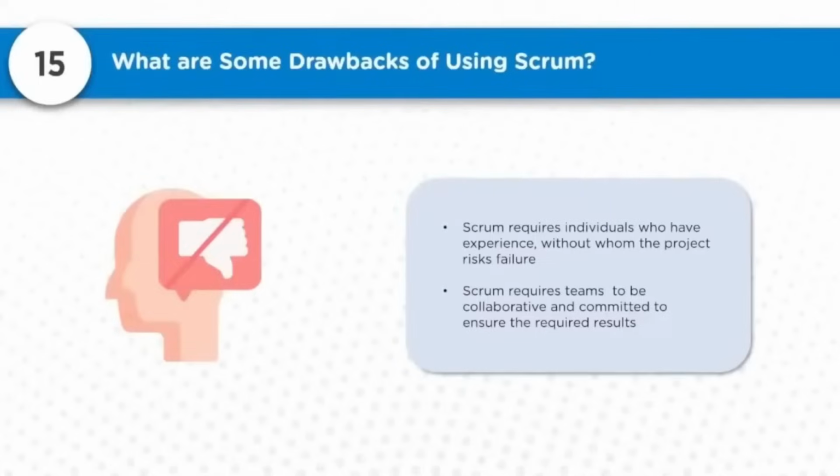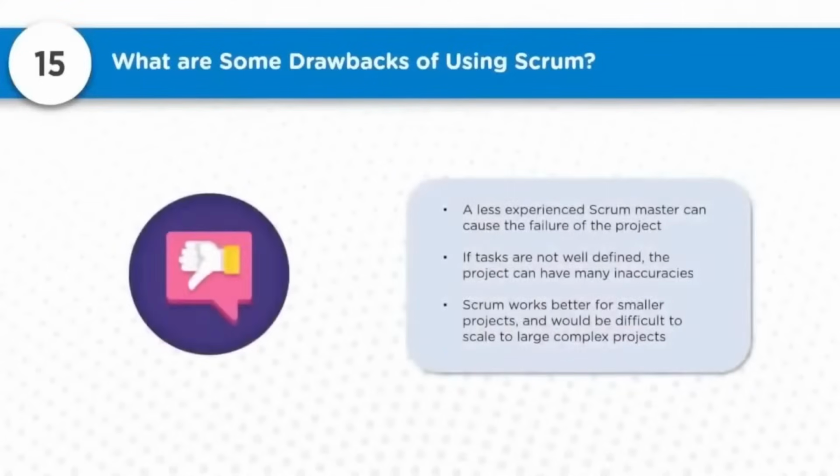So Scrum requires teams to be collaborative and committed to ensure the required results. They should work together, and also they should collaborate with customers and stakeholders. A less experienced Scrum Master can cause the failure of the project. So be careful. The Scrum Master is the facilitator. We should understand this. The one who enables the Scrum teams, who ensures Scrum teams go the way we need them to work. If the Scrum Master doesn't understand these dynamics, does not have clarity on this, obviously he or she cannot enable the team to become that.